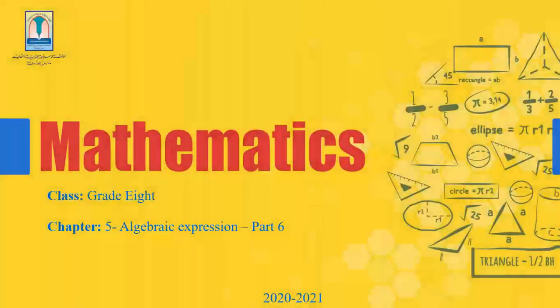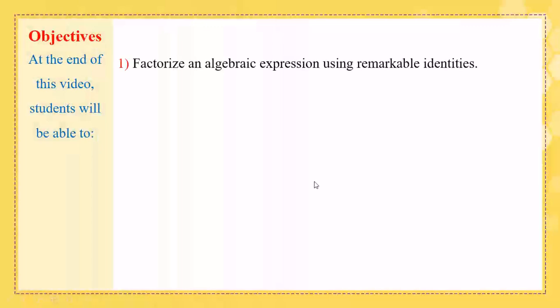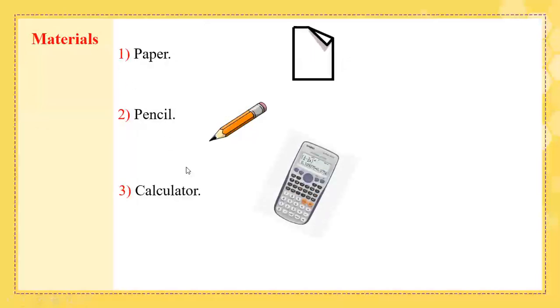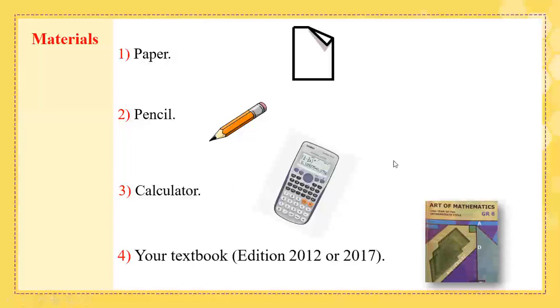Assalamu alaikum. Today we will start with part 6 of our lesson Algebraic Expressions. Objectives: at the end of this video you will be able to factorize an algebraic expression using remarkable identities, factorize polynomials. Materials: please prepare a paper, a pencil, a calculator, and your textbook.